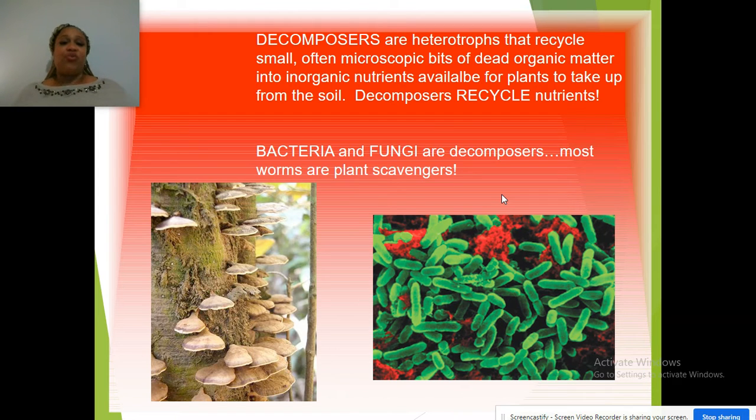Decomposers are heterotrophs that recycle small, often microscopic bits of dead organic matter into inorganic nutrients available for plants to take up from the soil. Decomposers have a very important role at each trophic level. When you think about a food web, a food chain, and we're going to talk more about that, decomposers play a very important role because they are recycling nutrients back into the earth, back into the soil. Bacteria and fungi are decomposers. Most worms are plant scavengers.